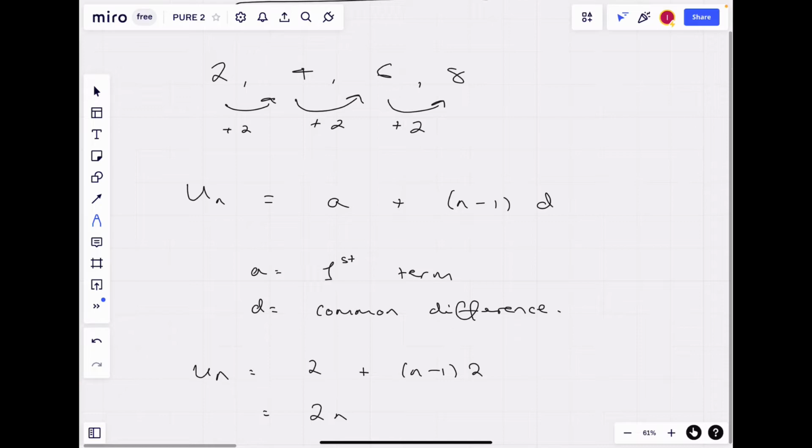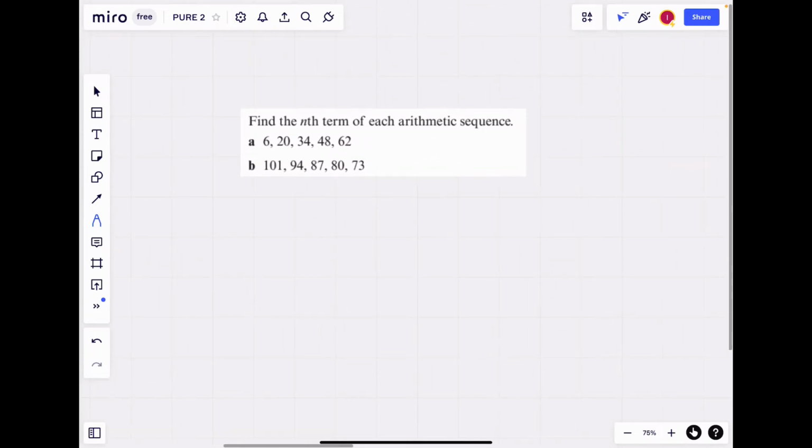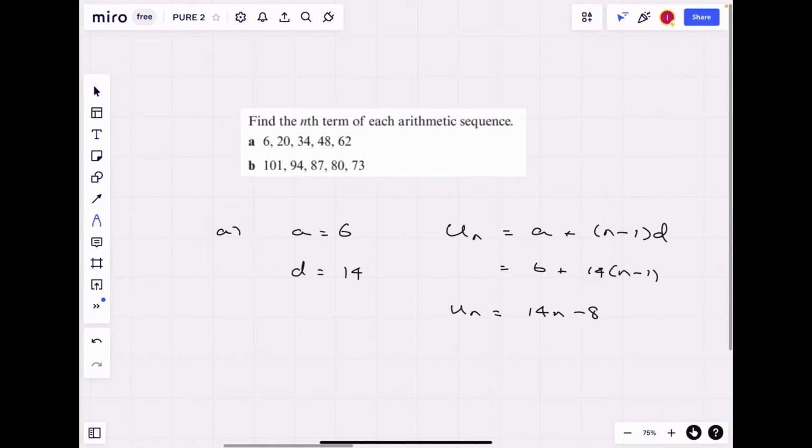Now, working with this formula, you're going to have something like this. Can you try those 2 questions for me, please? So for a, your first term is 6. Your common difference is 14. Un equals a plus (n minus 1)d. So 6 plus 14 times (n minus 1). So you get 14n minus 8. That is your nth term.